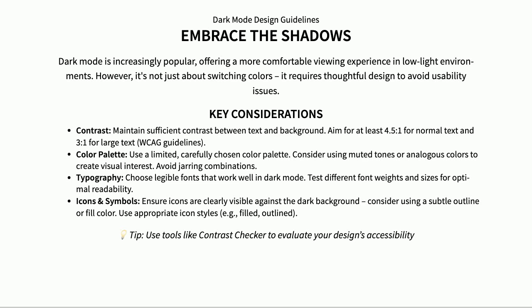First and foremost, make sure there's plenty of contrast between your text and background so it's easy on the eyes. Also, stick to a small group of colors that work well together. Don't go overboard. And remember fonts, some look great in dark mode, while others can become really hard to read. Finally, icons need to be visible too, so think about using outlines or a little bit of color. There are even tools you can use to check if your design meets accessibility standards.